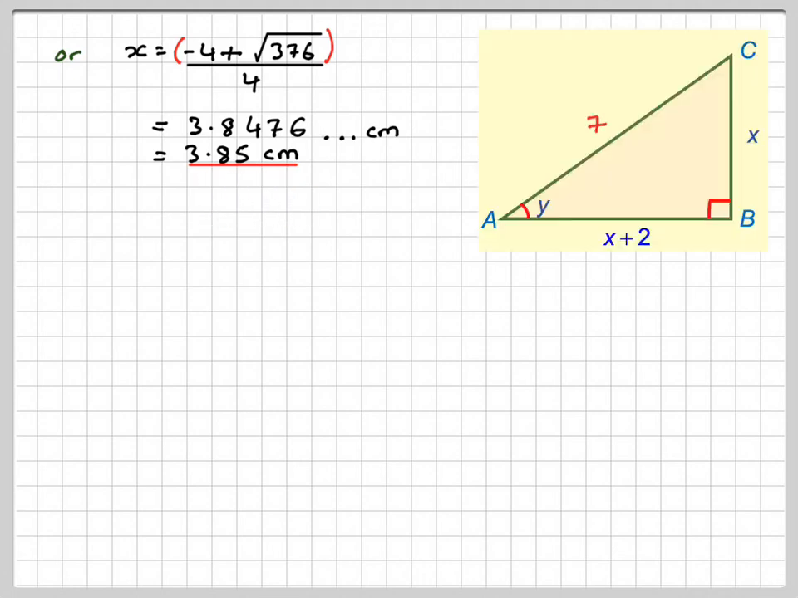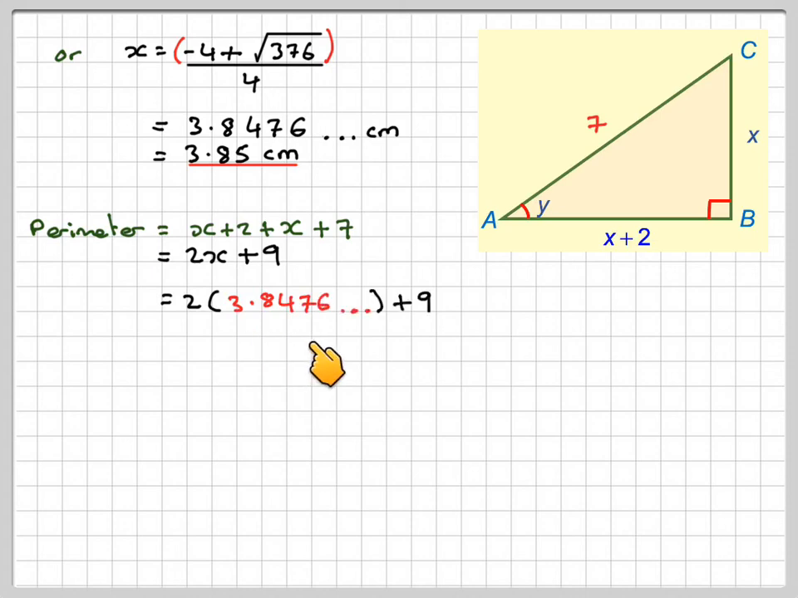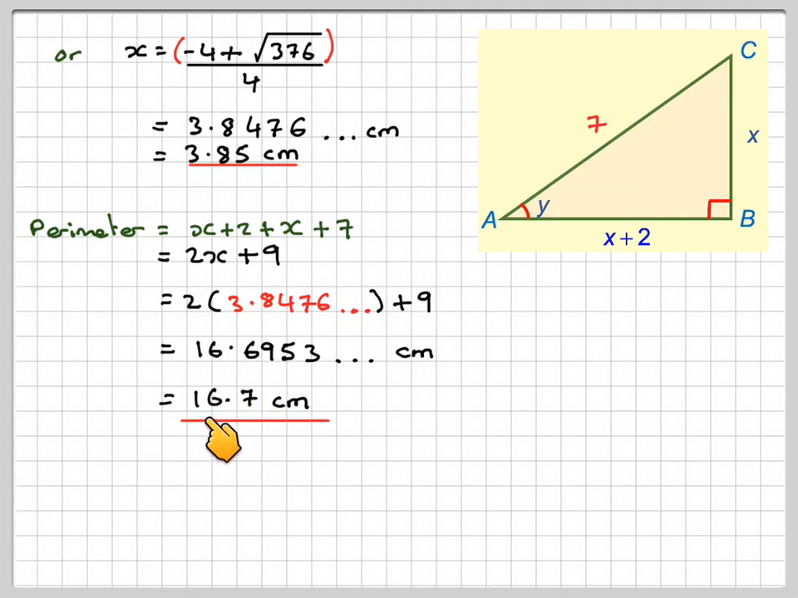Right, we're asked to find the perimeter. The perimeter is the distance all the way around the outside of the shape, so that's going to be x plus 2 plus x plus 7. So that's 2x plus 9. And the value of x you should put in is the one which you didn't round off. So it's going to be 2 times 3.8476 plus 9, which gives you 16.6953 centimetres. Rounded off to 3 significant figures, the 9 makes that 6 up to 7. So the final answer is 16.7 centimetres.